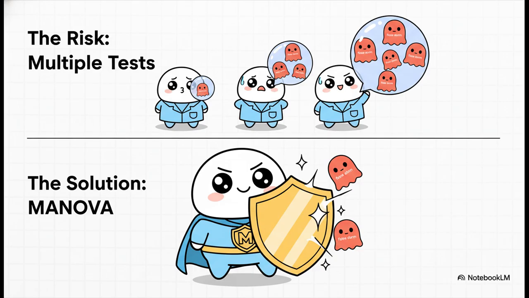Now, you might be thinking, why not just run a bunch of separate ANOVAs? And that's a good question. But here's the catch. Every time you run a test, you increase your risk of what's called a false alarm, basically finding something that isn't really there. MANOVA is so cool because it protects you from that. It bundles all your outcomes into this one super variable and then runs a single, much more powerful test.